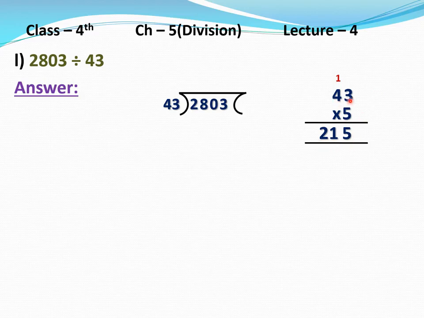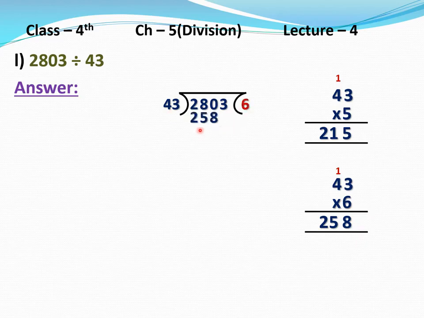Okay, now multiply this 43 by the next number, that is 6. 43 multiply 6. 6 3s are 18, write 8 here and 1 carry. 6 4s are 24 plus 1, 25, write 25 here. 43 multiply 6 equal to 258. Clear? So we will multiply this 43 by 6. 43 multiply 6 equal to 258.